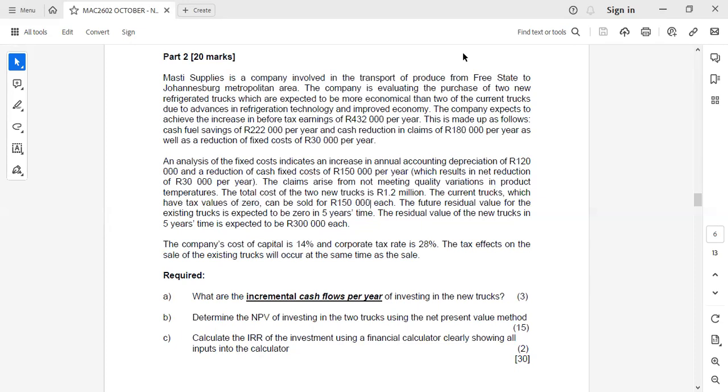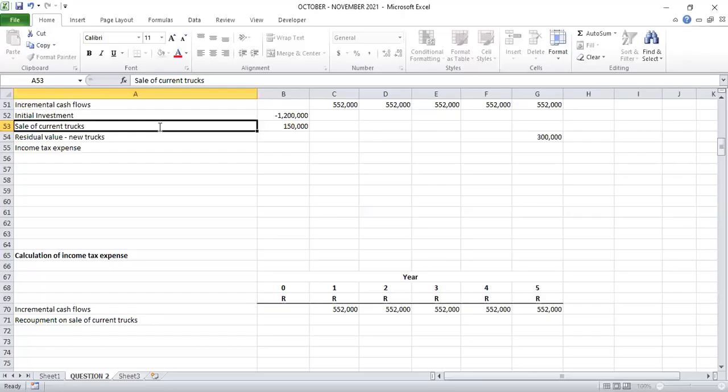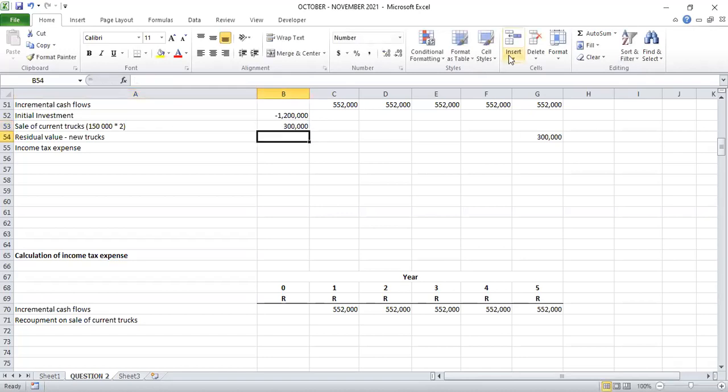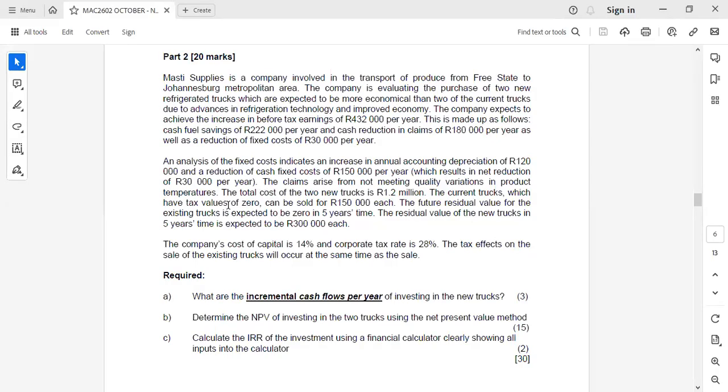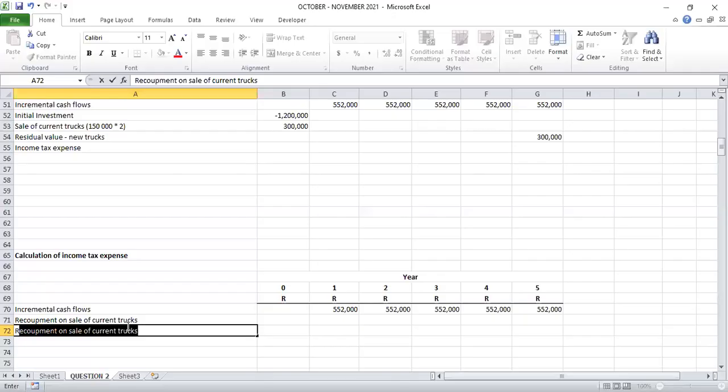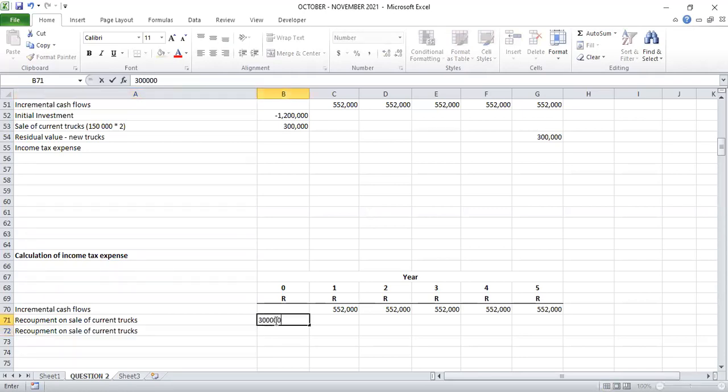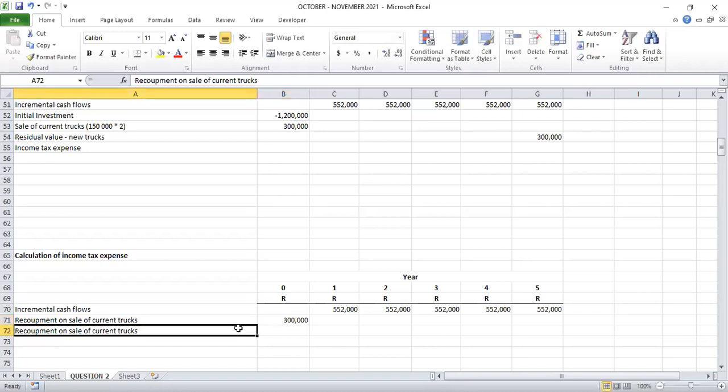So here I have to correct this and include 150,000 times 2. So this is 300,000. Their tax value is 0, so because their tax value is 0, the whole 300,000 will be what we call recoupment. So as the profit, they call it recoupment. So we have a recoupment on sale of the current trucks. That will be 300,000, considering that it will happen at the same time as the sale of the trucks.